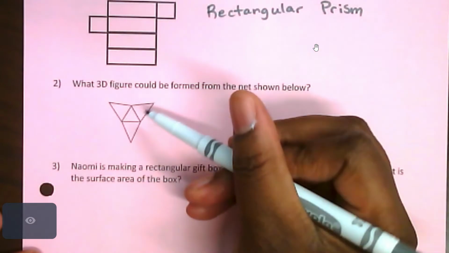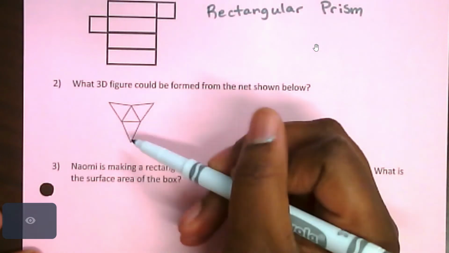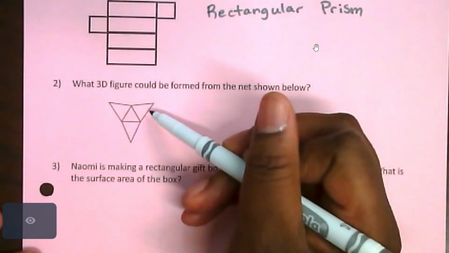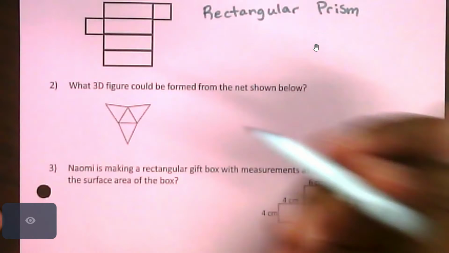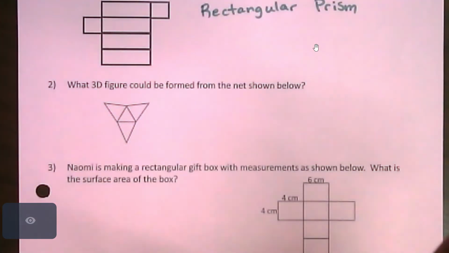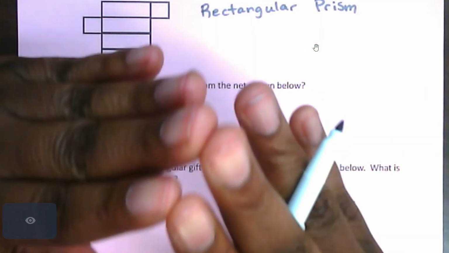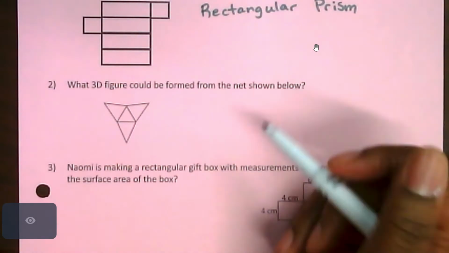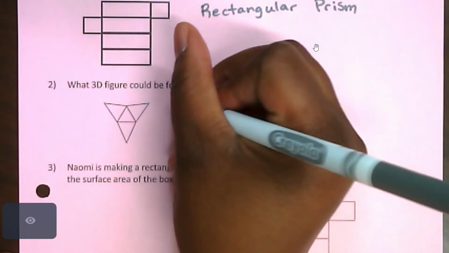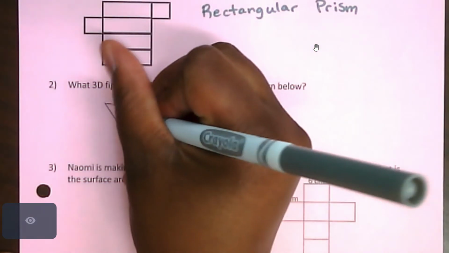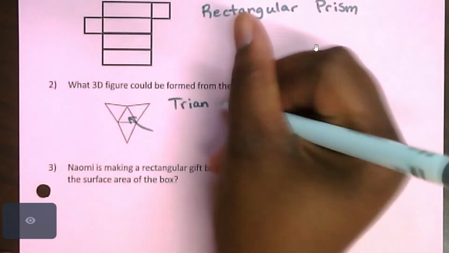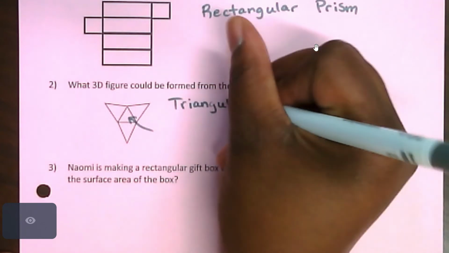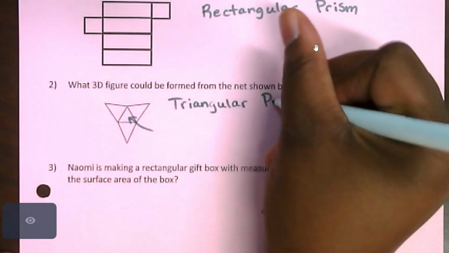All right, number 2, what 3D figure could be formed from the net shown below? I am seeing that there are 3 triangles with a triangle in the center. So these 3 triangles are going to raise and come together at a point, a vertex. So this will be, naming by its base, a triangular pyramid.